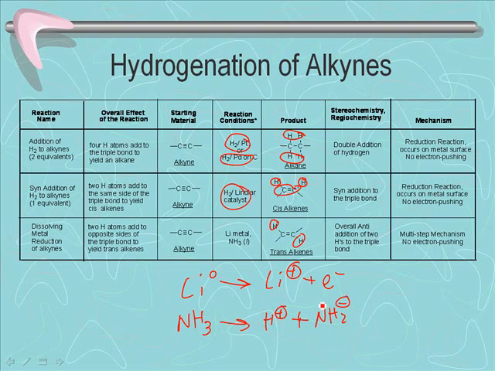Even though NH2- is an extremely strong base. Well, electrons and protons together, if we had two lithiums and two ammonias, we would effectively have the elements of hydrogen. And so this reaction adds hydrogen without ever actually having molecular hydrogen, H2, in the reaction system. And this is an anti-addition.